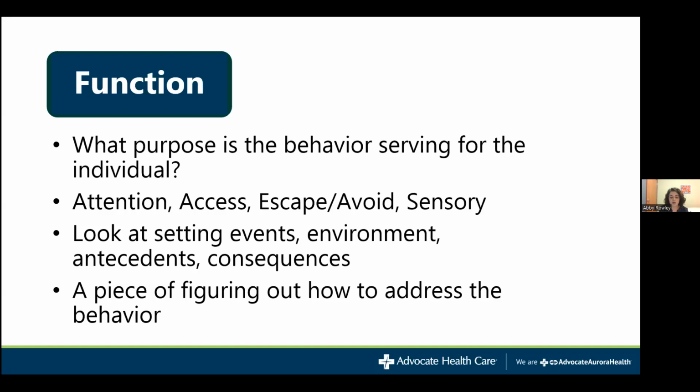So the areas that we look at are attention, access, escaping, avoiding, or sensory. So we want to try to figure out, is the individual with this new behavior seeking or avoiding attention? Are they seeking access to a preferred person, place, or thing? Are they trying to escape or avoid a certain person, place, or thing? Are they seeking or avoiding sensory input? Those are some of the general categories that we look at when we try to pinpoint what might be causing this behavior change. We have to look at the whole picture, though, when we do this.